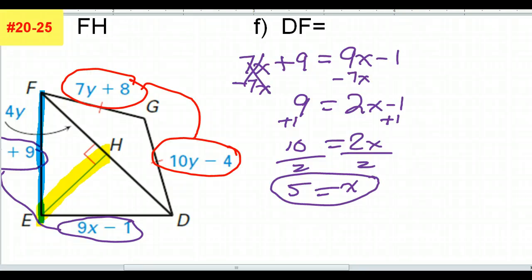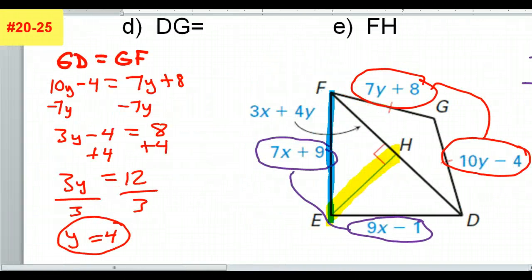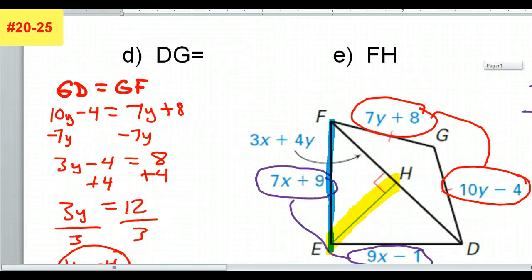So right at the beginning of this example, I set these two red pieces equal to each other, and I solved for y. I got 4 for y. And I set these two purple pieces equal to each other, and I solved for x, which turned out to be 5. For the rest of this problem, anytime I see a y, I'm going to plug in 4. Anytime I see an x, I'm going to plug in 5. Does that help? Okay. So we got 44 for EF.